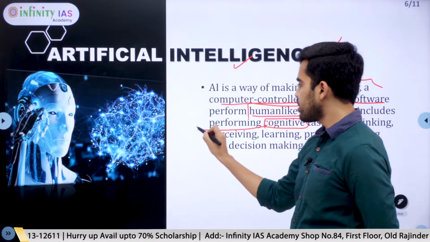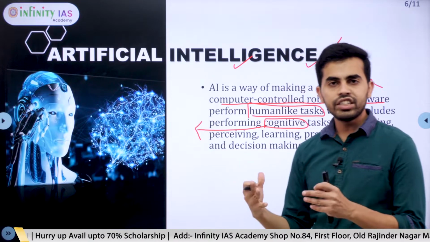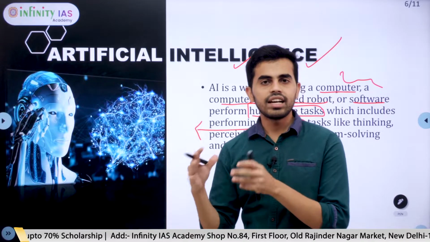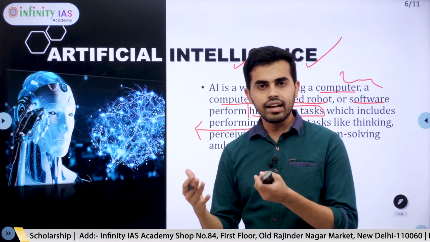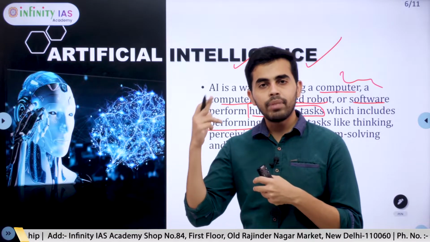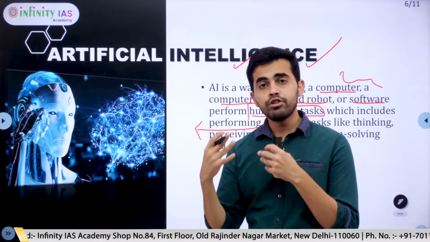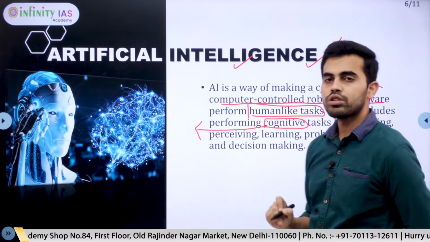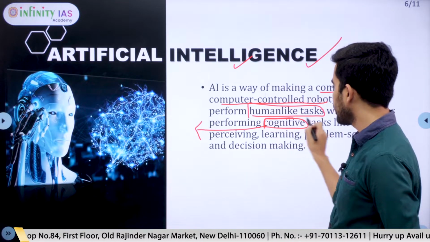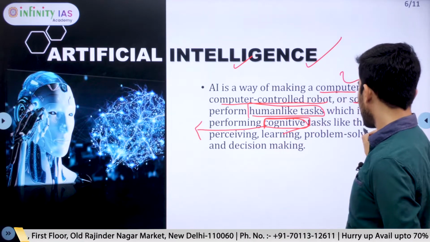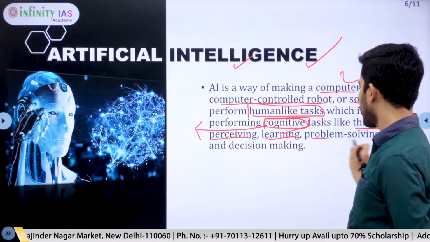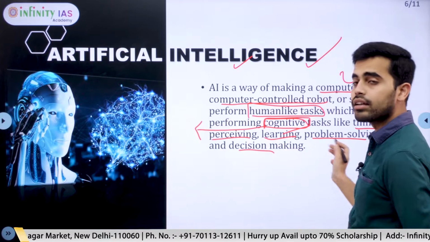Basically, cognition means anything related to intelligence, intelligent tasks, not mechanical tasks, but intelligent tasks, by which we have to use our brain. We have to use thinking to perform those tasks. It is called a cognitive task. So tasks like thinking, perceiving, learning, problem solving, and decision making.